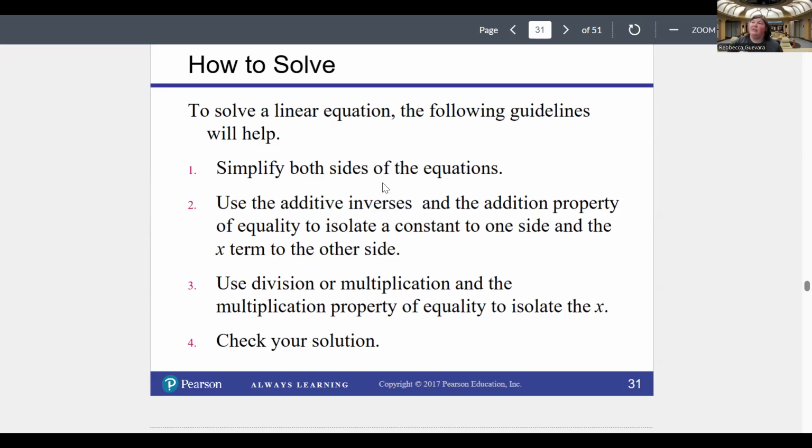We will use the additive inverse and the addition property of equality to isolate a constant to one side and then your x term to the other side. So not always just an x term, but really just your variable term, because it could be y instead. Then we're going to use division and multiplication to isolate that x by itself, just to remove the coefficient on it. Then always, and this is a step we tend to ignore, you always want to check your solutions. We will check our solutions a few times, and then we're just going to keep going.